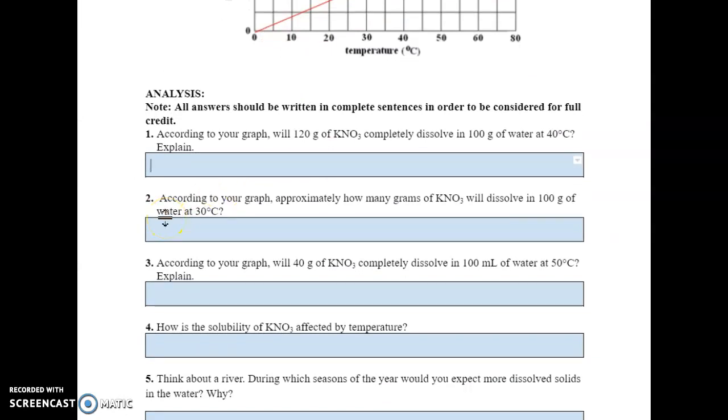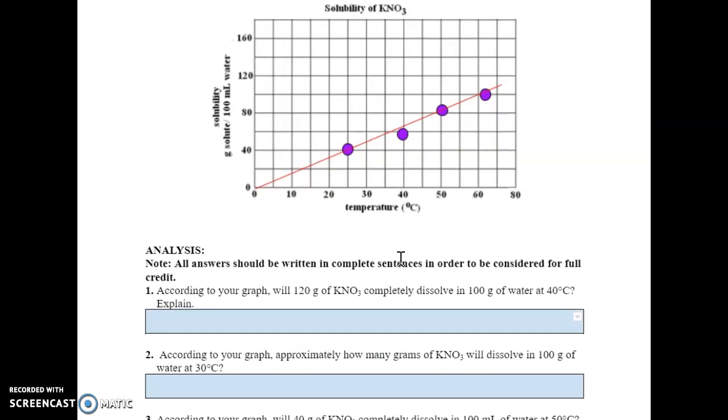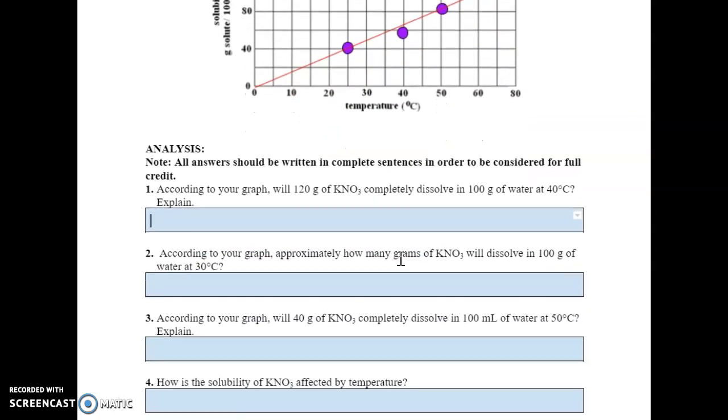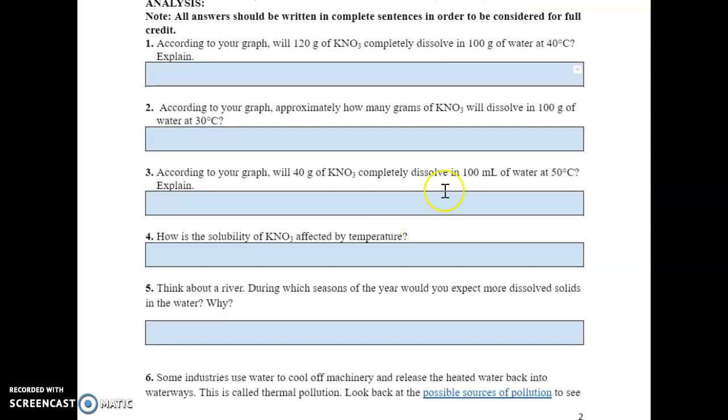According to your graph, approximately how many grams of potassium nitrate will dissolve in 100 grams of water at 30 degrees Celsius? So you'll go to 30 and you'll go up. So here at 30, somewhere between 40 and 60. So maybe at 50. So you'd say, according to my graph, 15 grams of solute, or KNO3, can dissolve at 30 degrees Celsius. So you'll continue the same ideas for the next couple questions.